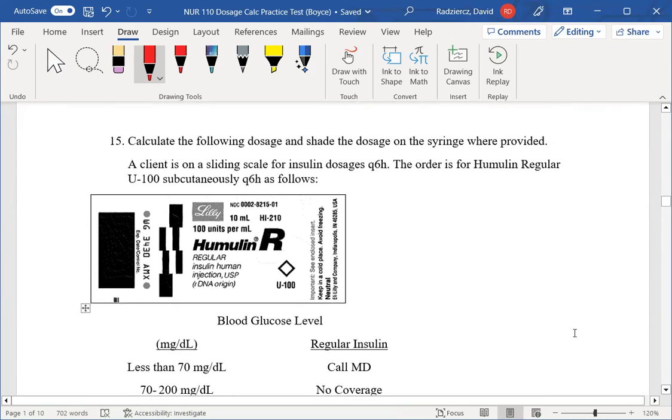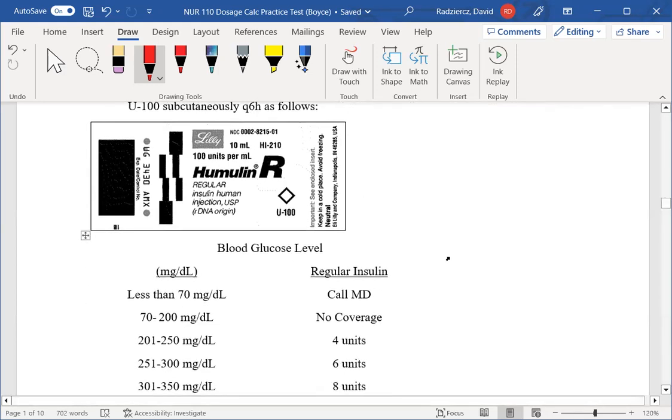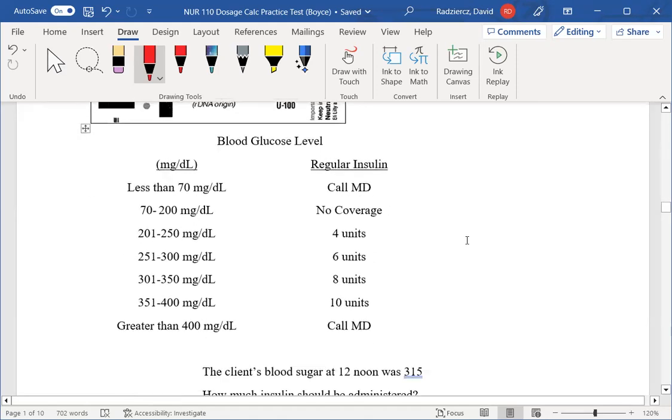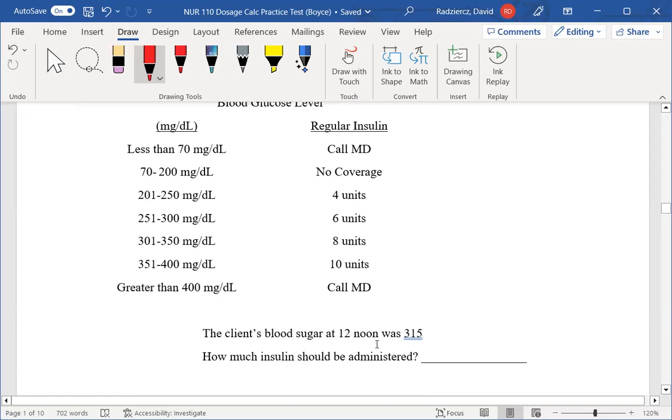All right. You're also going to get questions on doing a sliding scale. Now, sliding scale, we're not really doing any kind of math here. It's just, can you read the data and then know how to implement the information given? So you'll see, it'll show you insulin. Notice that insulin, you can calculate to the milliliter if you needed to, but this one's not asking you that. This one's just saying, if a client's blood sugar at noon was 315, how much insulin would you administer?